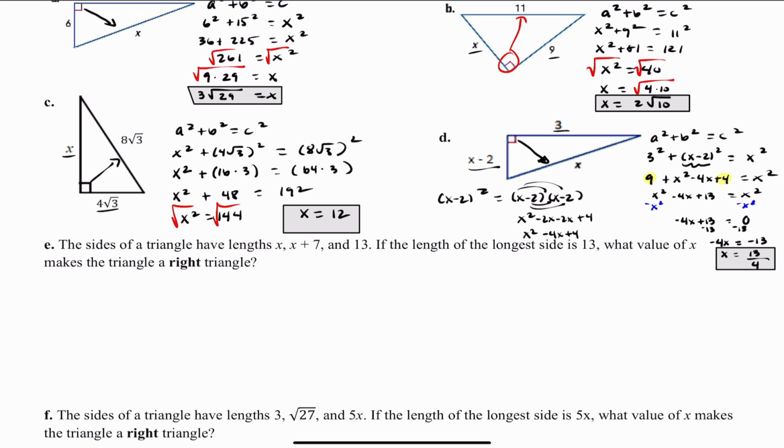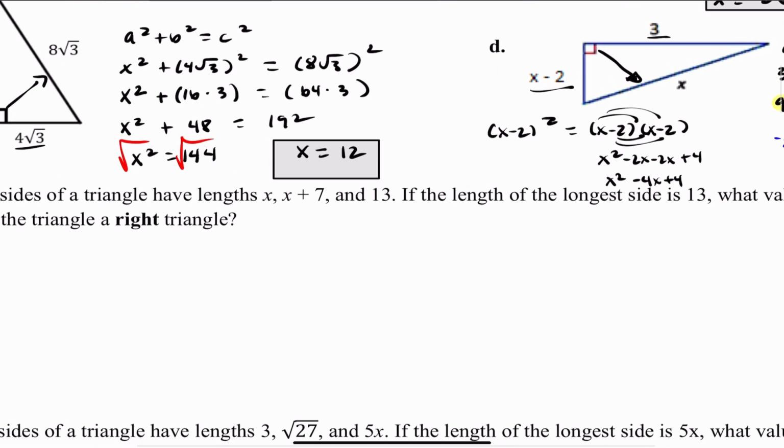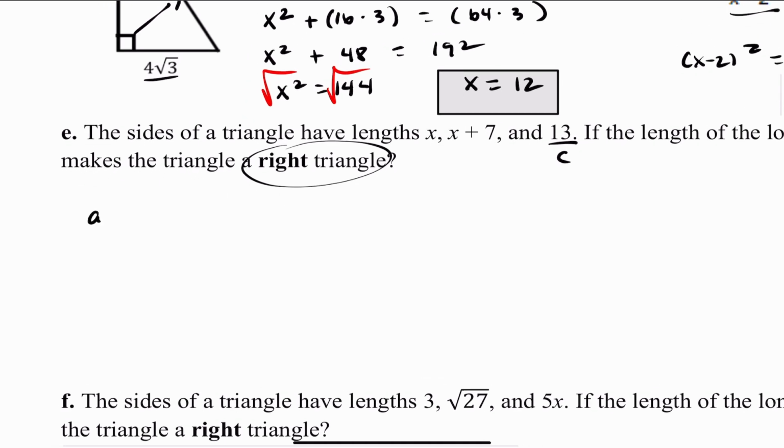Let's take a look at E. It says the sides of a triangle have lengths x, x plus 7, and 13. If the length of the longest side is 13, what value of x makes the triangle a right triangle? So 13 is the longest side of that right triangle, so we can call that C. Using my formula, a squared plus b squared equals c squared, I can go ahead and plug C with 13, so 13 squared there. Here's A and here is B, so it's x squared plus x plus 7, the quantity squared, is equal to 13 squared.